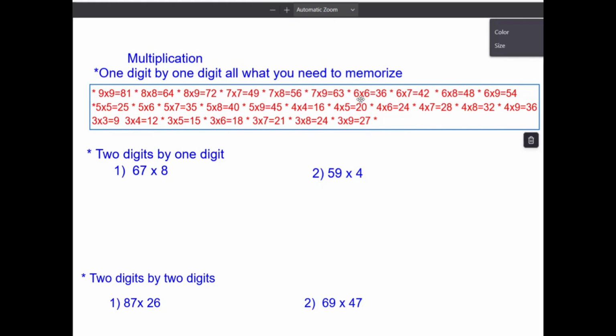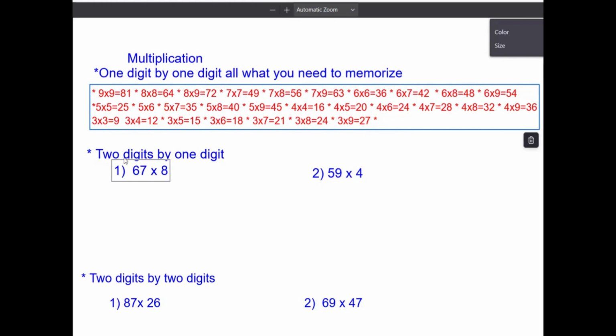The same thing for table 6. You start from 6 times 6, then 6 times 7, 6 times 8, and 6 times 9. Table 5, I do believe is easy. Most students don't need to memorize table 5. Table 4, you need to start from 4 times 4, then 4 times 5, 4 times 6, 4 times 7, 4 times 8, 4 times 9. Table 3, you need to start from 3 times 3 to 3 times 9. If you're good at this part, table 2 is easy. If you're good at this part, then most of the problem of multiplication has been solved.